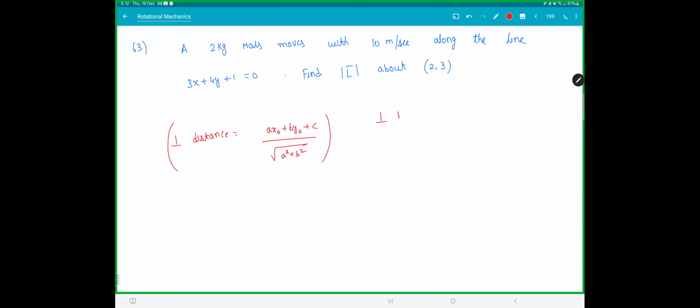So the perpendicular distance would be (3 into 2 plus 4 into 3 plus 1) by root over a square plus b square. That would be 6 plus 12, 18, 19 by 5. Therefore, the angular momentum is m r perpendicular into v: 2, 19 by 5 into 10, 76. Easy?